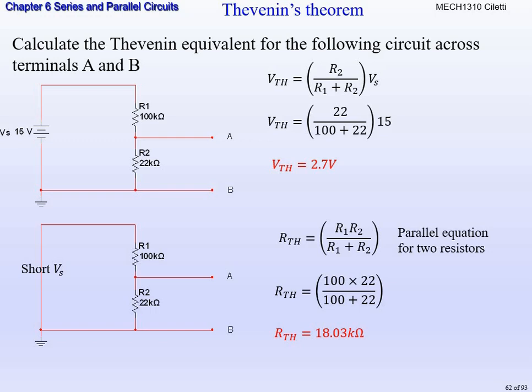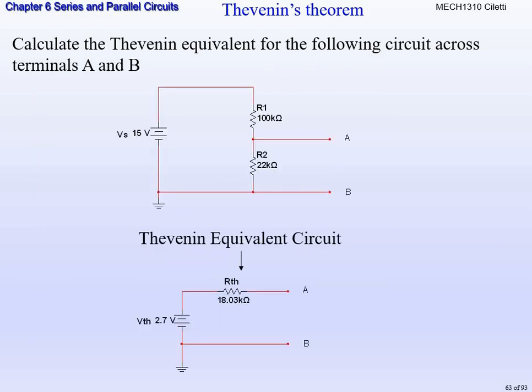So now we found our Thevenin voltage, and now we found our Thevenin resistance. Now we can draw our Thevenin circuit. That's the one at the bottom here, and that's our equivalent circuit. So the circuit at the top becomes the circuit at the bottom when we do our Thevenin equivalency.